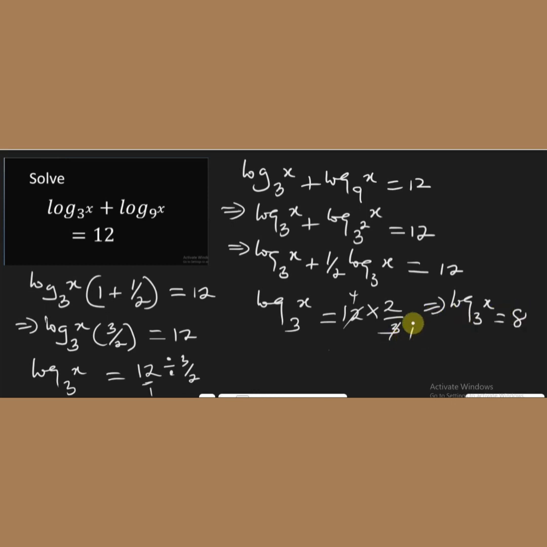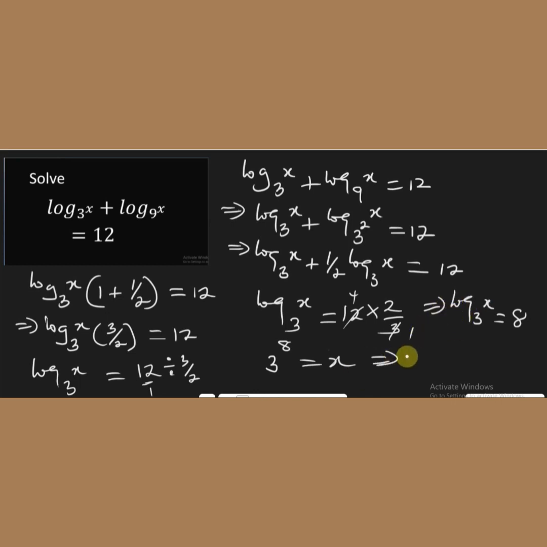Now, there's another way you can do this. You can say 12 times 2, that is 24. 24 divided by 3 will still give you 8. So I have log 3 raised to the power of x is equal to 8. So I'm going to use the exponent law to find the value of x. I'm going to write 3, that is this base. Then this number 8 becomes the exponent, then x comes down, then the log disappears. That is the law I've been using here.